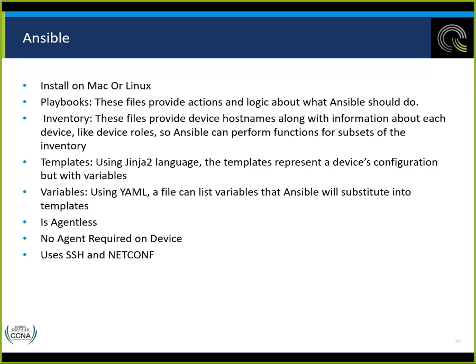Ansible has playbooks. Files provide the direct actions, logic about what it can do. An inventory provides the device host names with the information about them, which you might expect of an inventory. The templates use the Jinja2 language, representing the device configurations but with variables. Variables using YAML, a file can list the variables that Ansible will substitute into the templates. It's agentless, no agents required on the device, which I think could be an advantage.